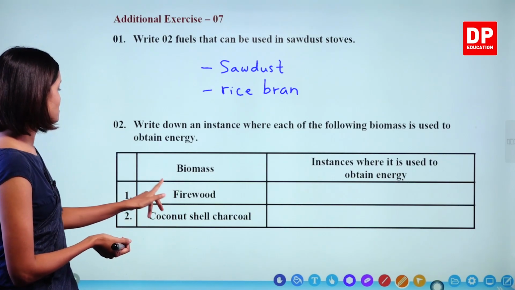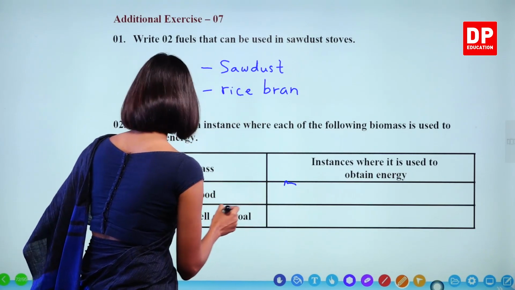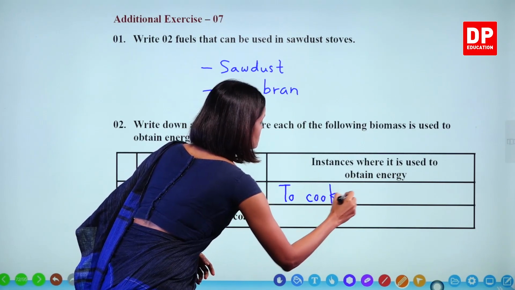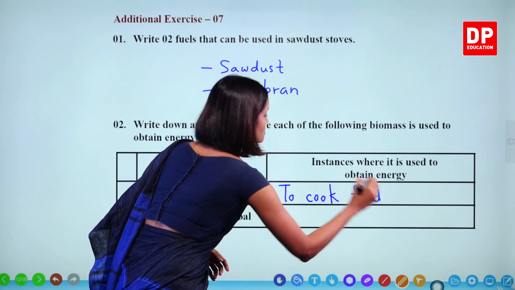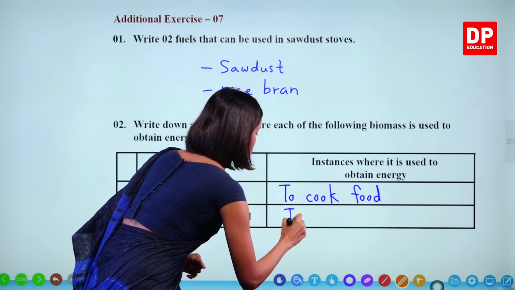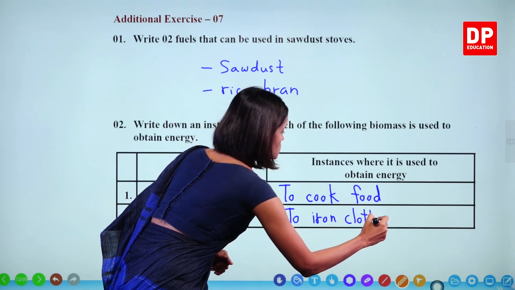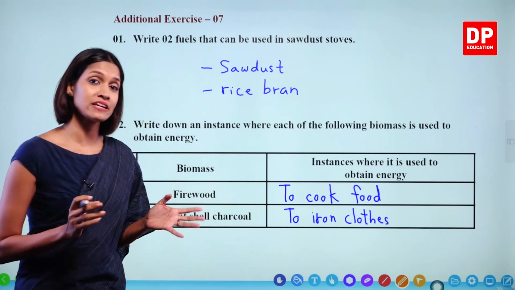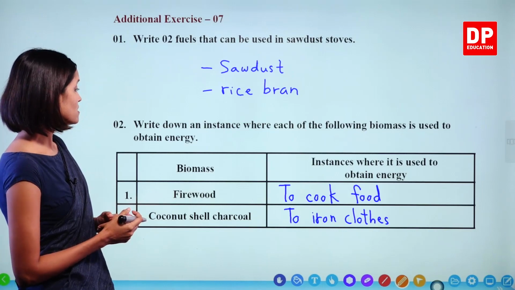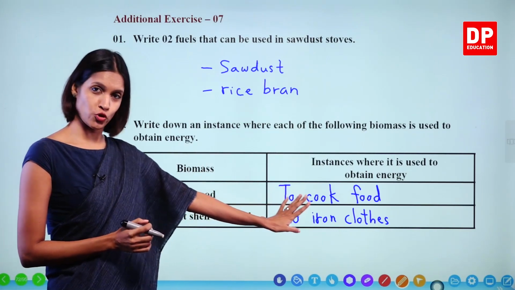We will write so firewood to cook food. To cook food. Right? Coconut shell charcoal to iron clothes. So in some rural areas without electricity, people still use these type of irons. Right, children? Firewood to cook food, coconut shell charcoal to iron clothes. Right?